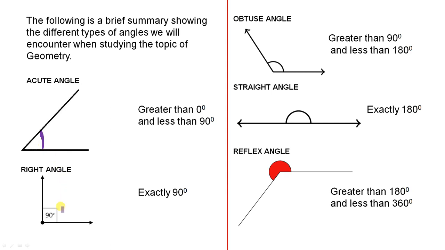The right angle is exactly 90 degrees. And sometimes you'll see this little sign here. That's all you'll see. You won't see the 90 there, but if you have that little symbol there, that means 90 degrees. The obtuse angle is greater than 90 degrees and less than 180. There's the example. The straight angle is exactly 180 degrees. The reflex angle is greater than 180 degrees and less than 360. So there are 5 different angles we will meet. They're very, very popular.